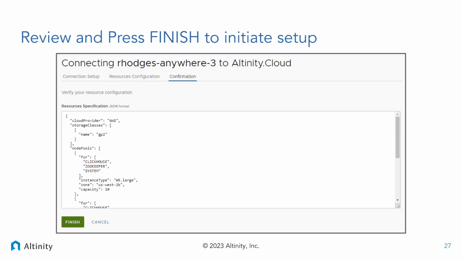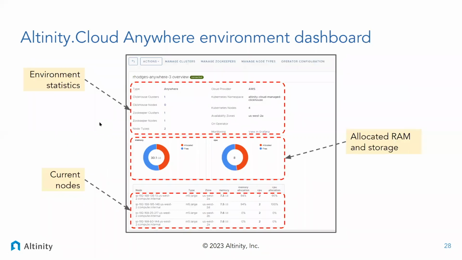So the best thing is just to press finish. You can then just go away for a while and come back to Altinity.Cloud. And when you come back, you should see something like this. If everything is set up correctly, when you look at this environment, you will now see a dashboard which has the full information filled out, sort of stats, your allocated RAM and storage, and then your current nodes.